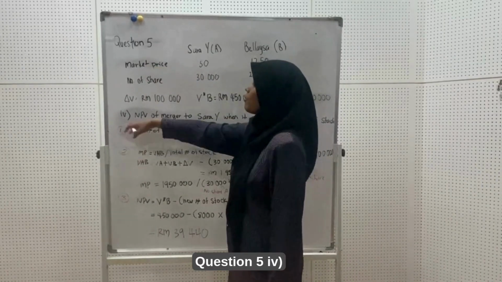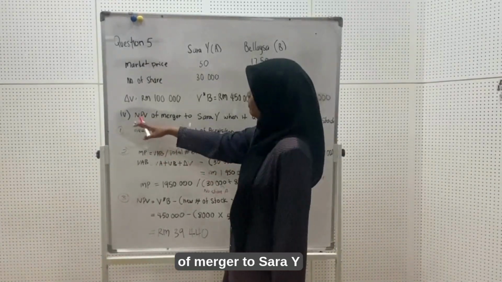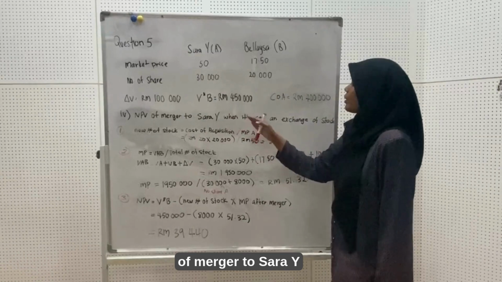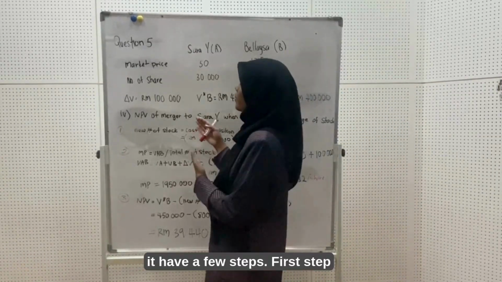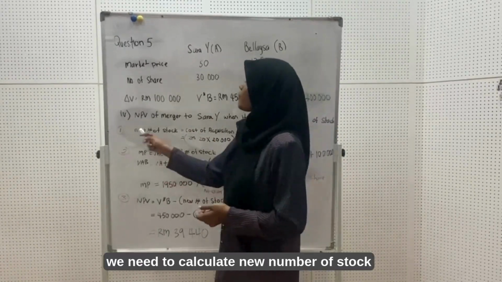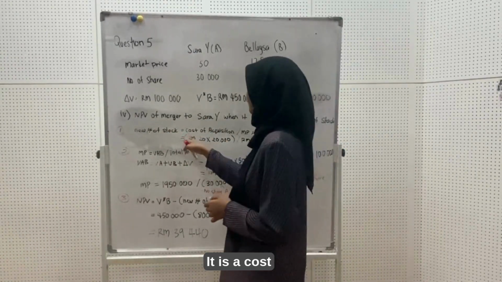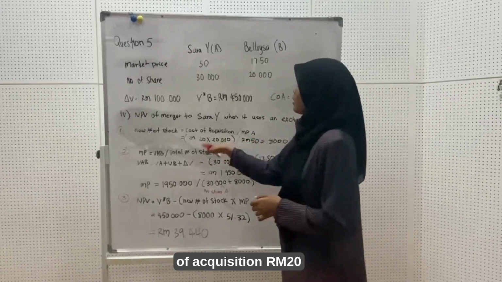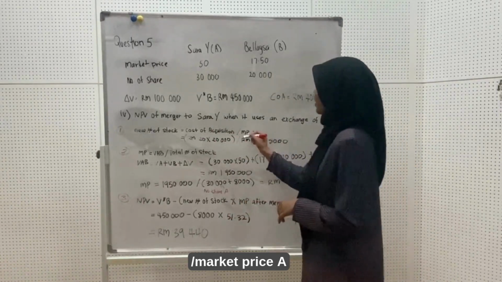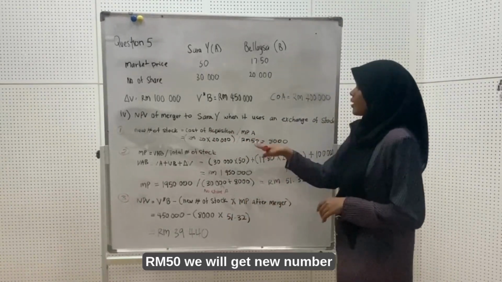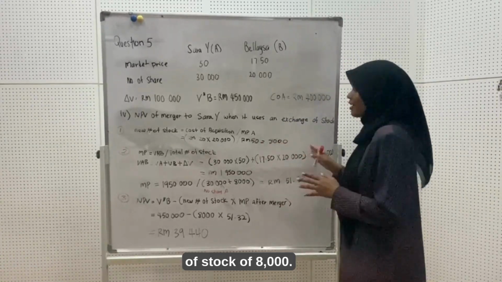Question 5, Roman 4, is required to calculate the NPV of the merger to Sarawak when it used an exchange of stock. So it has a few steps. The first step, we will need to calculate the new number of stock. The cost of acquisition is 20 times 20,000 divided by market price A, that is RM50. We will get the new number of stock of 8,000.